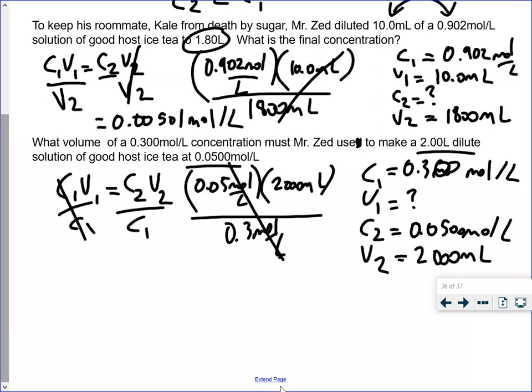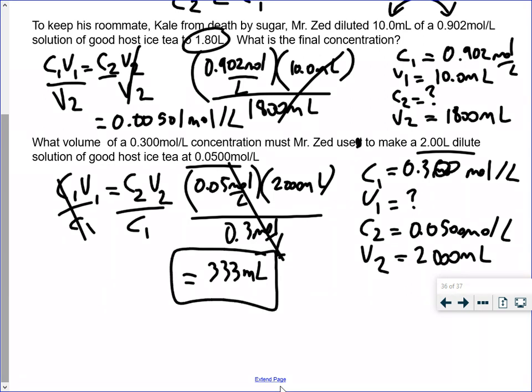And if you look, the moles per liter will cancel. We're left with 0.05 times 2,000 divided by 0.3. Okay, let me just double check that again. 0.05 times 2,000 divided by 0.3. Okay, so our volume works out to be 333 milliliters. So what does that mean?